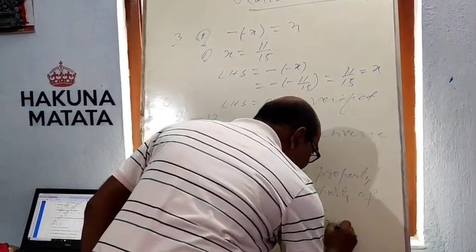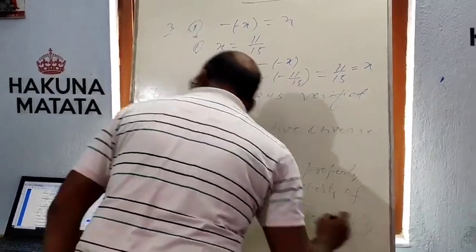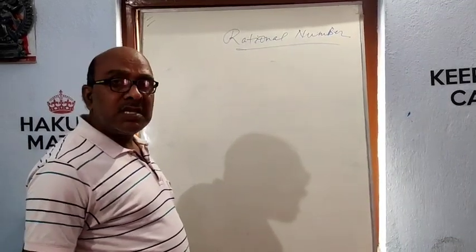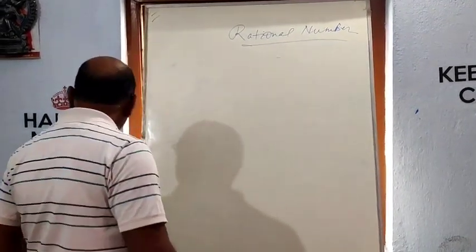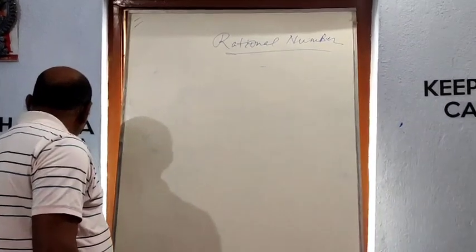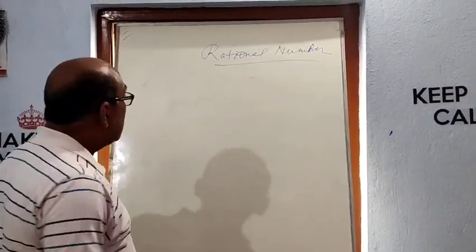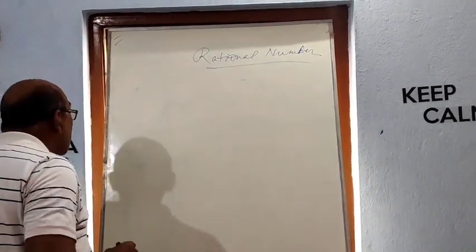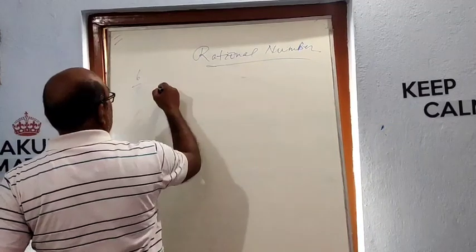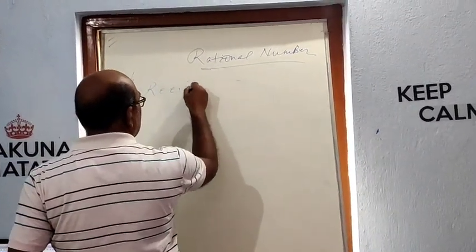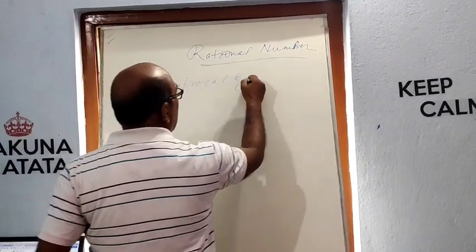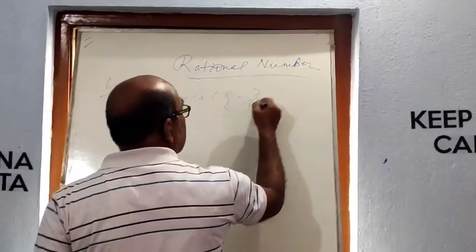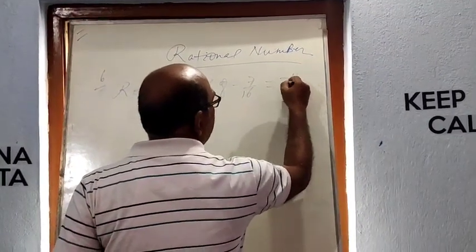Multiplicative identity. Now, in question number 6, you have to multiply 6 by 11 by the reciprocal of minus 7 by 16. Therefore, we first find the multiplicative inverse, the reciprocal, of minus 7 by 16. The reciprocal of minus 7 by 16 is minus 16 by 7.